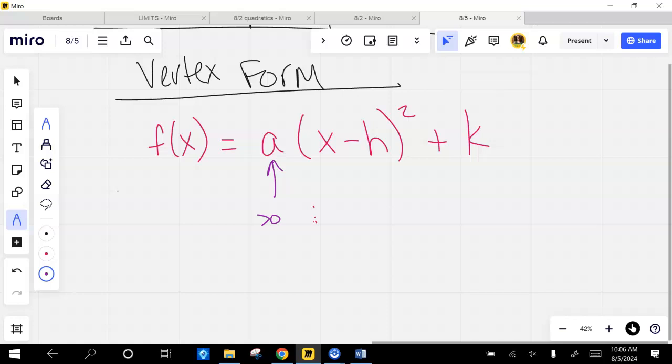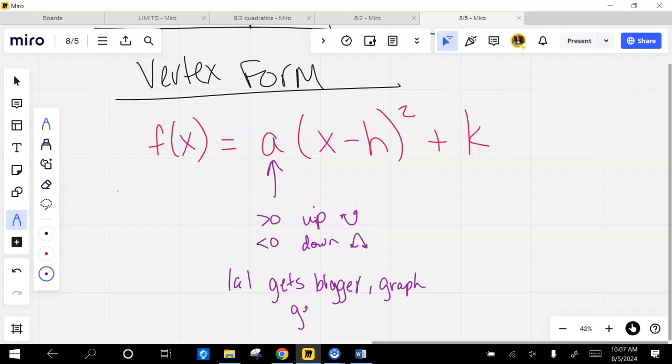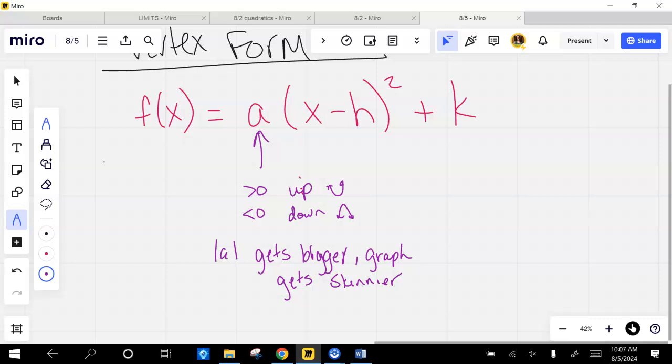If it's positive, I'm opening up. If it's negative, I'm opening down. What else does it tell me? That's exactly right. As the absolute value of A gets bigger, what does the graph do? It gets skinnier. And vice versa, right? I'm just going to say vice versa instead of writing it all out again.